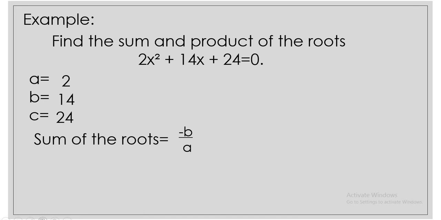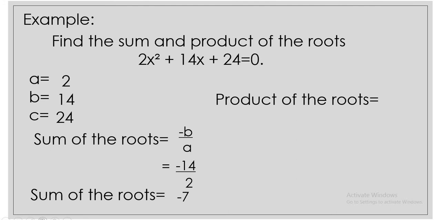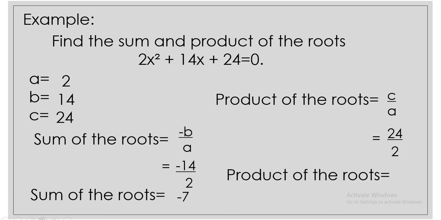Okay, then let us just substitute. So no need to do the whole thing. We just want you to know where negative b over a comes from. Alright, so negative b is negative 14 and a is 2. So just simplify it. Sum of the roots is negative 7. Okay, then for the product of the roots, use c over a. So again, no need to do the whole thing. Just use the formula for getting the product of the roots. So our c is 24 and a is 2. So the product of the roots is 24 over 2, which is 12.